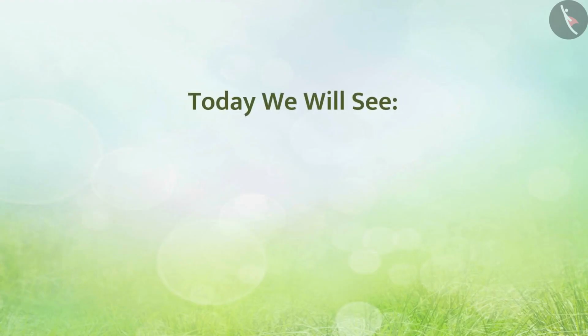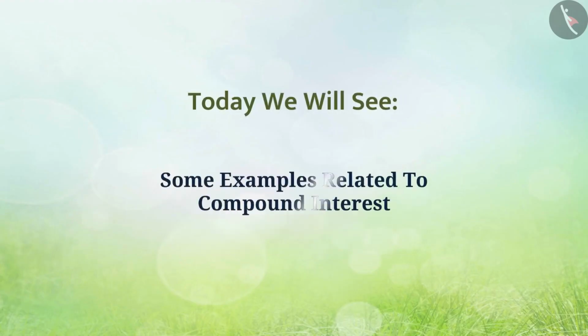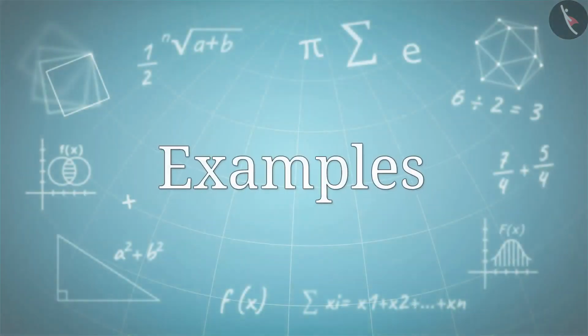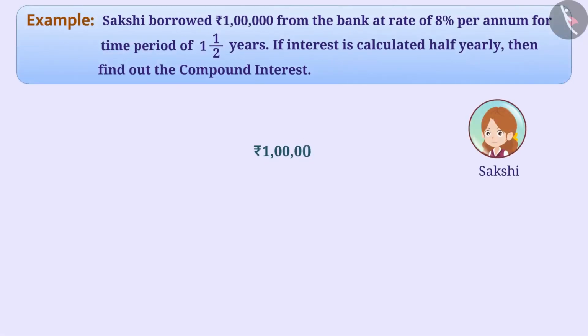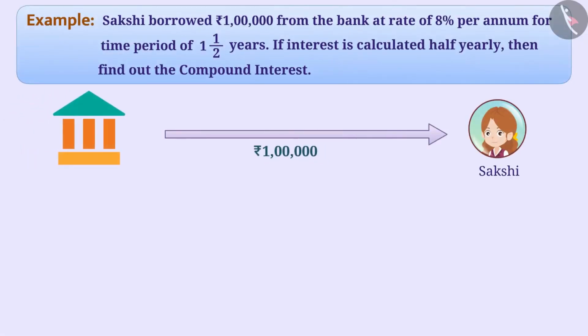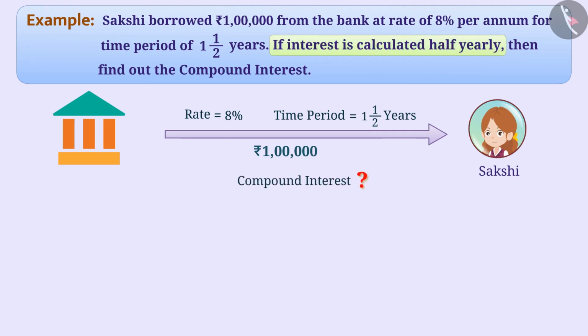Today we will see some examples related to compound interest. Sakshi borrowed rupees 1 lakh from the bank at the rate of 8% per annum for a time period of 1.5 years. If interest is calculated half yearly, then find out the compound interest.